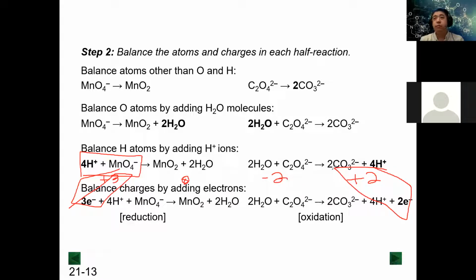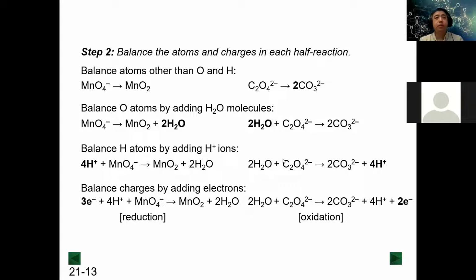Okay? Sorry, this one is actually not positive 2, it's actually 0, because this has 2 of them. So it gives me a negative 4, positive 4. But the 0 is still more positive than this negative 2. So I still need to add 2 electrons to this side. Okay, any questions up to this step?